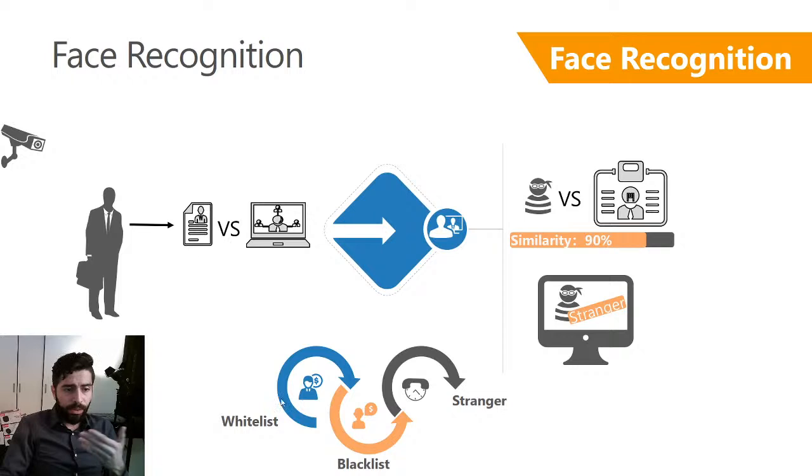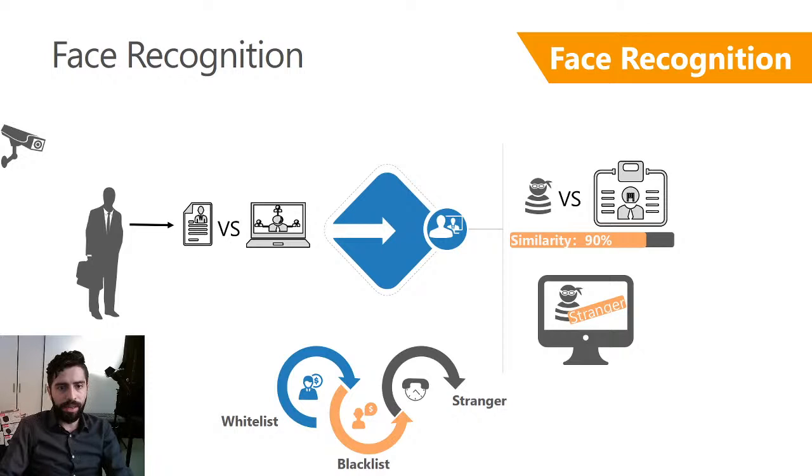So as we said, we have the whitelist for the guys who are working at the site. We have the blacklist, for example, a person that has already done something, or a former employee. We also have the stranger. If a stranger comes to this site, it will also trigger the alarm for that.